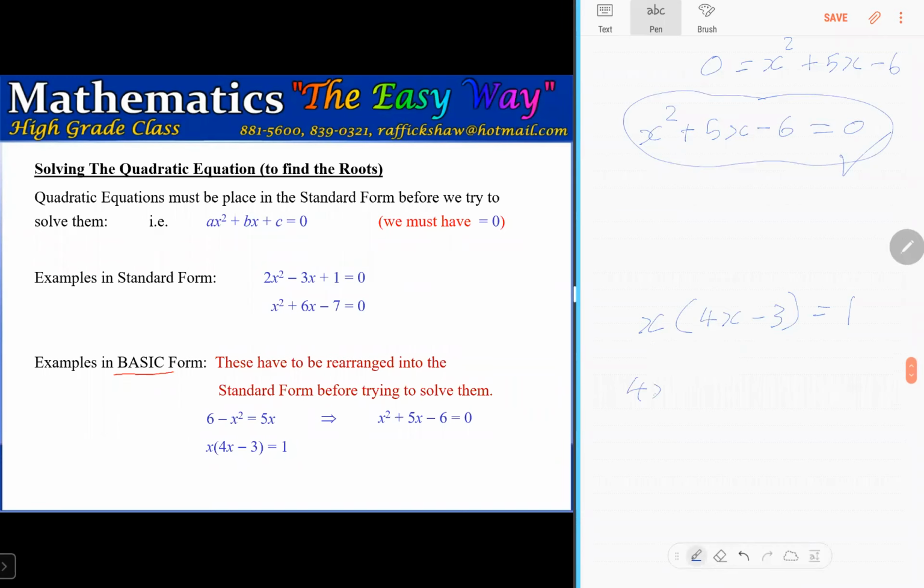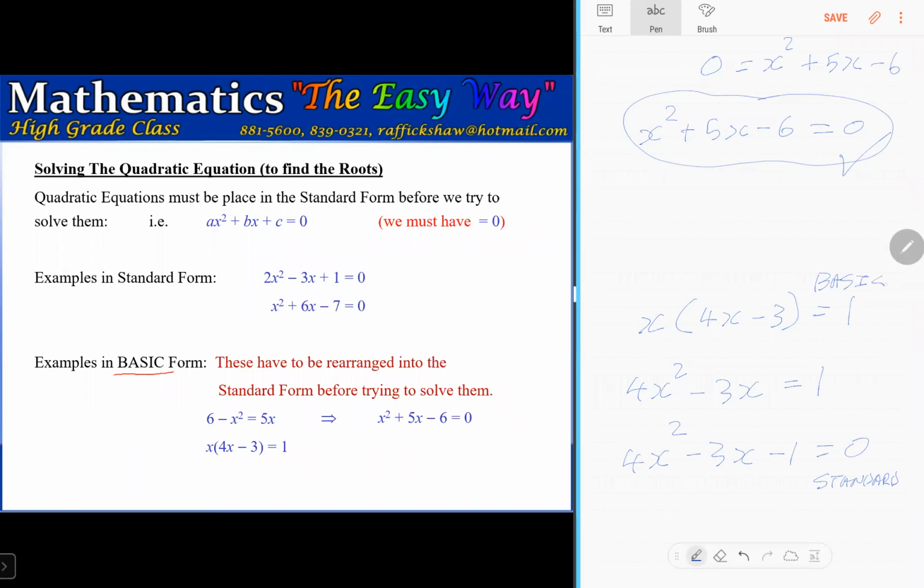I'm going to get 4x squared, because the x times 4x is the x squared right there. And then the x and the minus 3 is going to give me minus 3x equals 1. See, so I see it's a quadratic, but it's still basic. So I need to get this one this side and leave the 0 alone over there. So I'm going to transpose the 1 and get 4x squared minus 3x minus 1 equals 0. This is now standard. This is now standard. Solve this one. This one up here is basic.